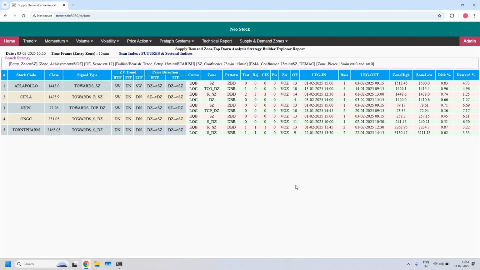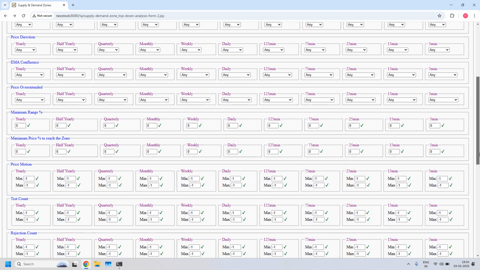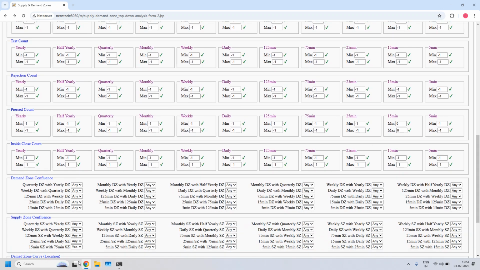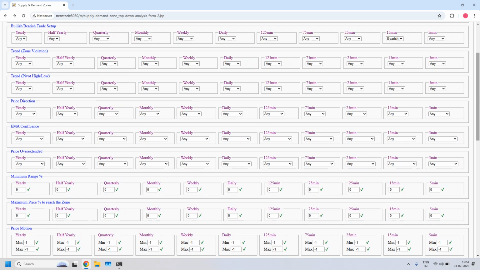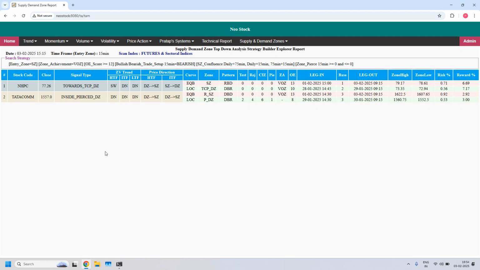Okay, next let us filter based on LTF, ITF and HTF supply zone confluence. So I am removing EMA filter. In the supply zone confluence, I should set 3 filters. First filter is already enabled. Second filter, 15 minute supply zone with daily supply zone confluence. Third filter, 75 minute supply zone with daily supply zone confluence. With all the 3 filters, LTF, ITF, HTF supply zone confluence, we got 2 stocks.